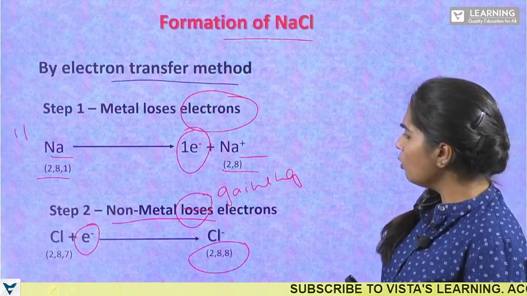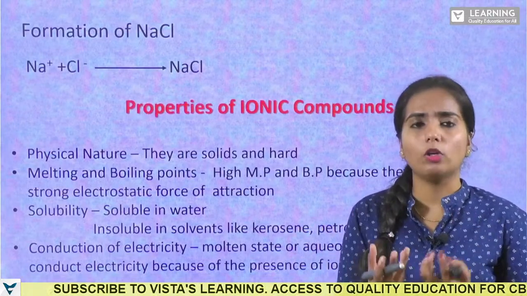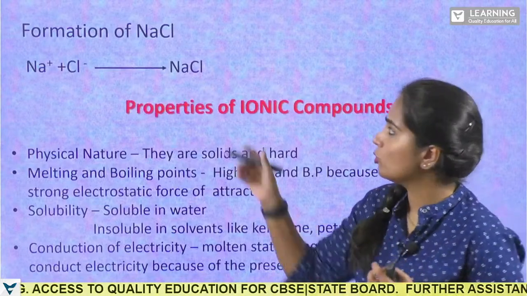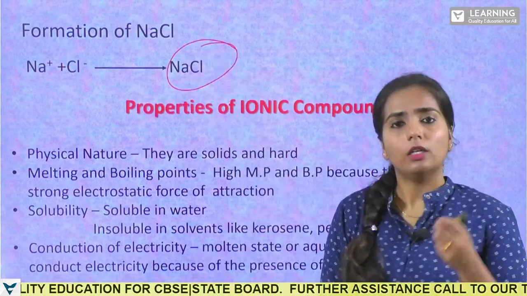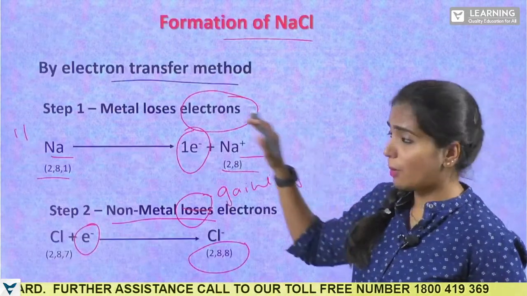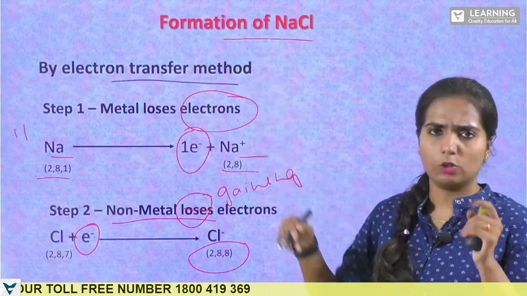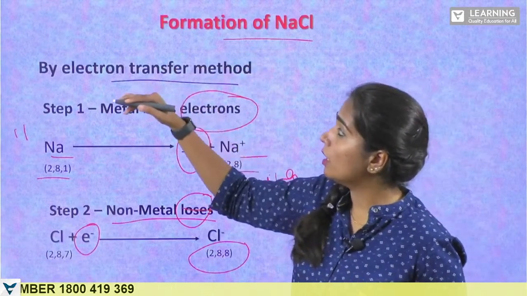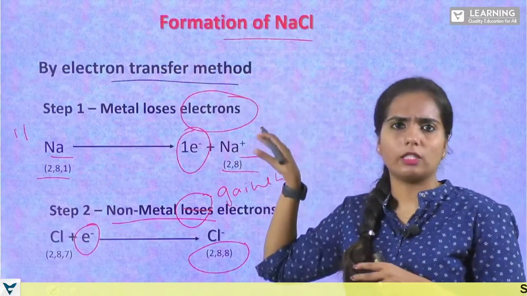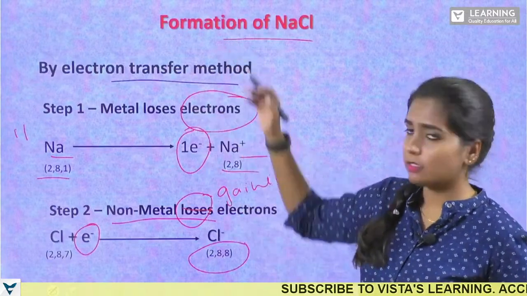Now, moving on, the last one will be the formation of NaCl. The two, one with the loss of electrons and one with the gain of electrons, will combine together and form NaCl. So it's very simple, right? Only 3 steps. The actual question can be, explain the formation of NaCl, or how do you get the formation of NaCl by the electron transfer method, or explain the electron transfer method. That time you can give the example of NaCl.